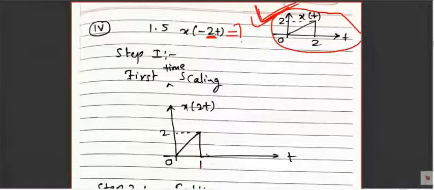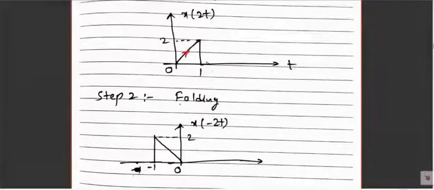So this is a time scaled version. Now folding of this: from 0 to 1 it is increasing in nature, so from 0 to -1 it should be increasing in nature. Folding means folding with respect to the y-axis. So we have done the folding of this. So this is folded. Those who were absent yesterday, folding means simply we have to fold with respect to the y-axis.